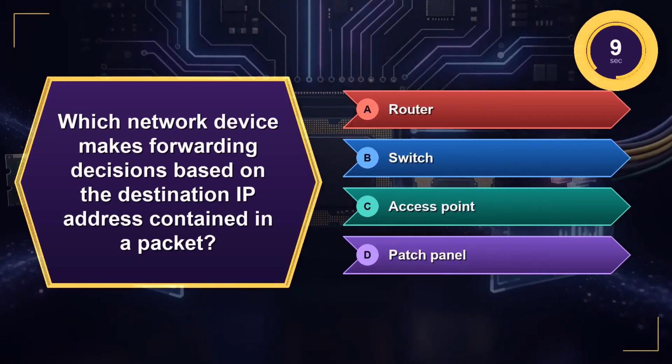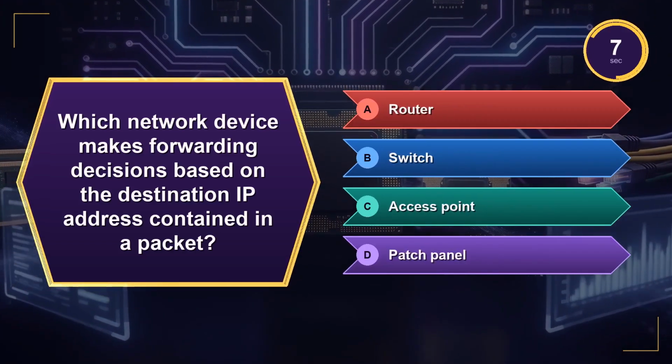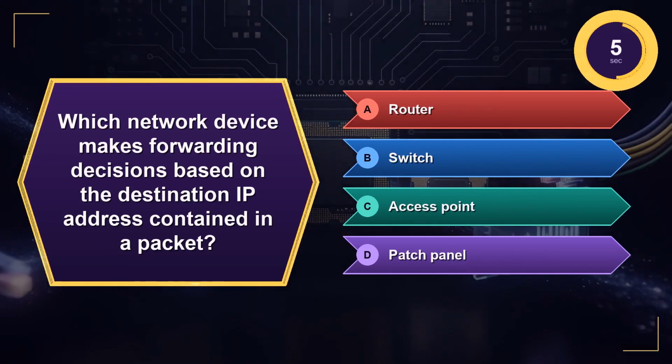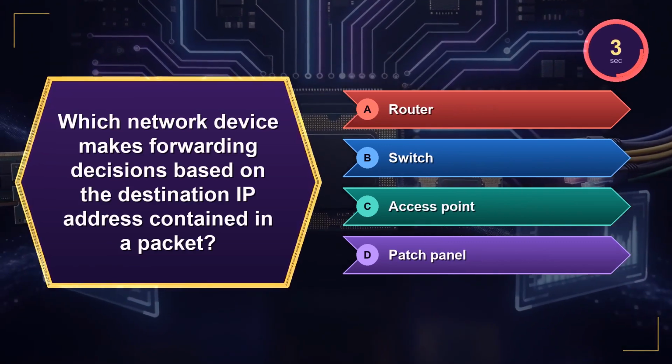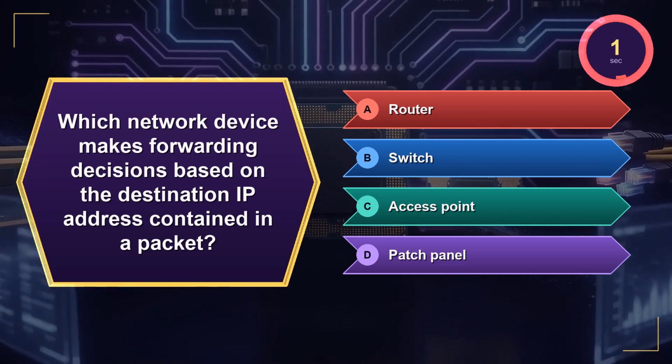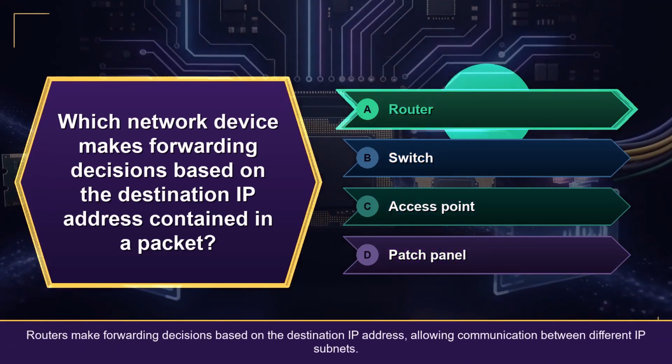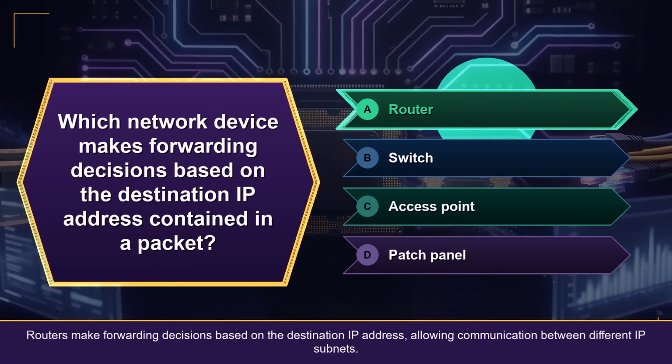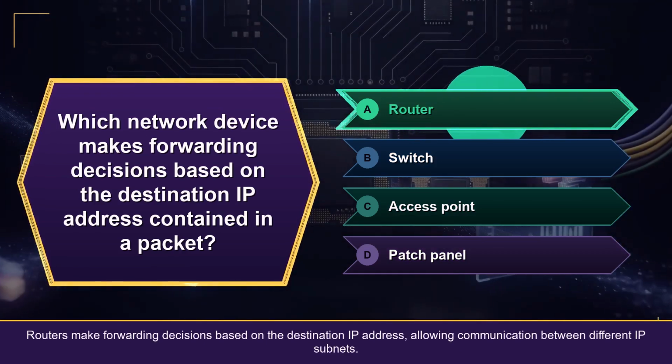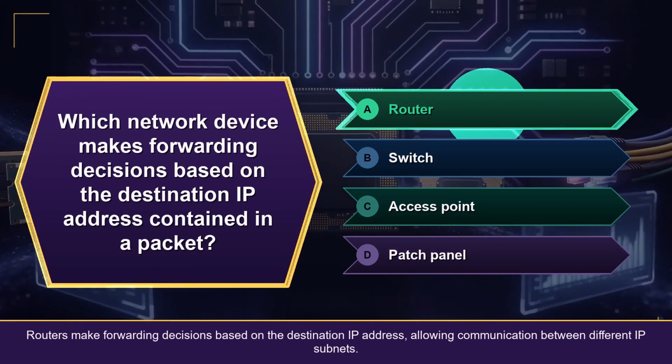Which network device makes forwarding decisions based on the destination IP address contained in a packet? Routers make forwarding decisions based on the destination IP address, allowing communication between different IP subnets.